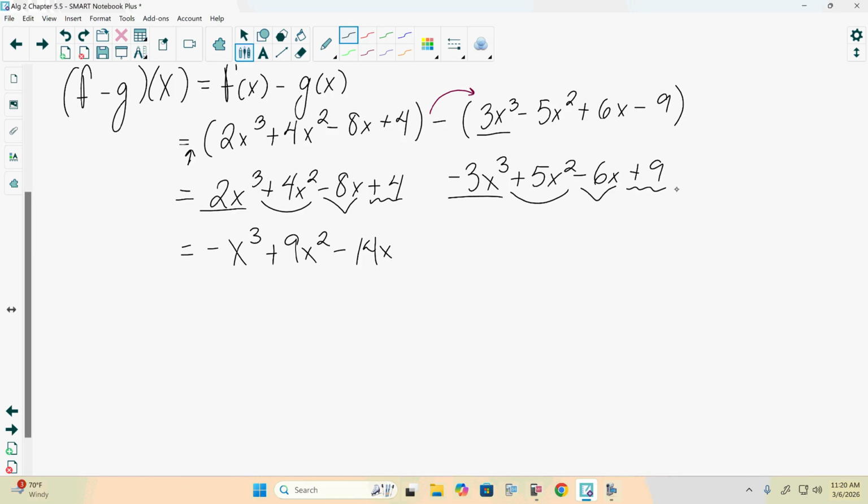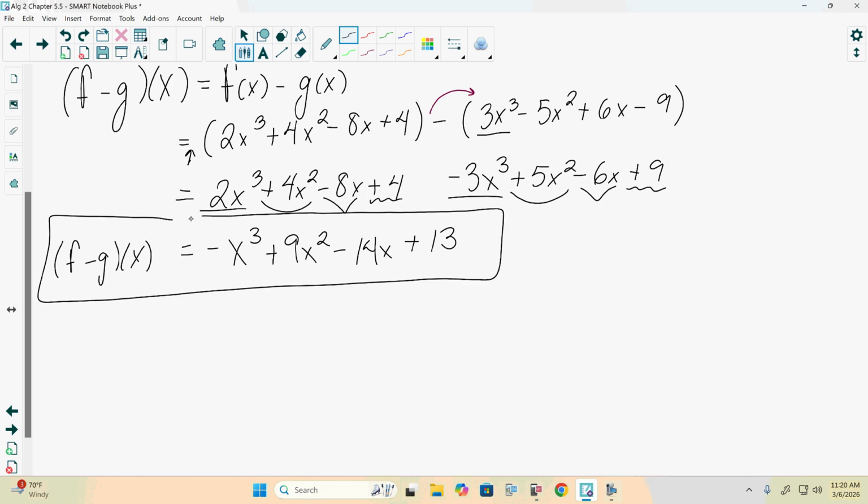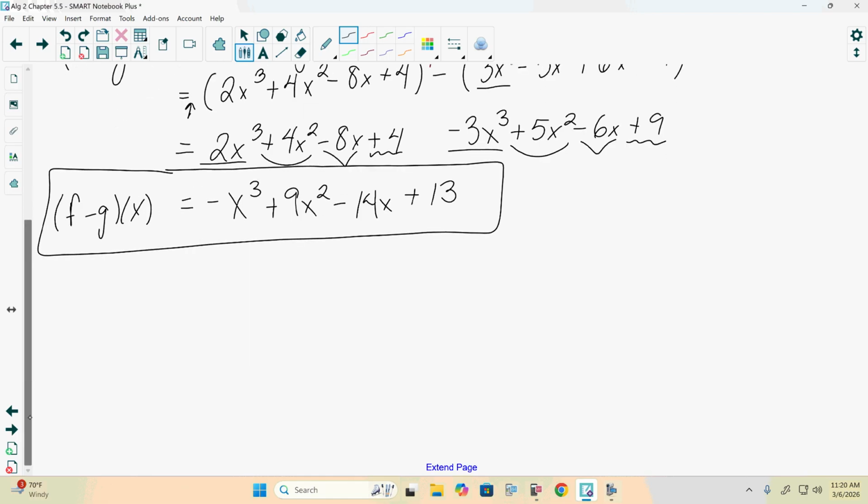And that brings us to our constant terms, our 4 and 9. 4 plus 9 is plus 13. Telling us that f minus g of x is negative x cubed plus 9x squared minus 14x plus 13. And indeed, it does ask us to evaluate this when x is negative 1.